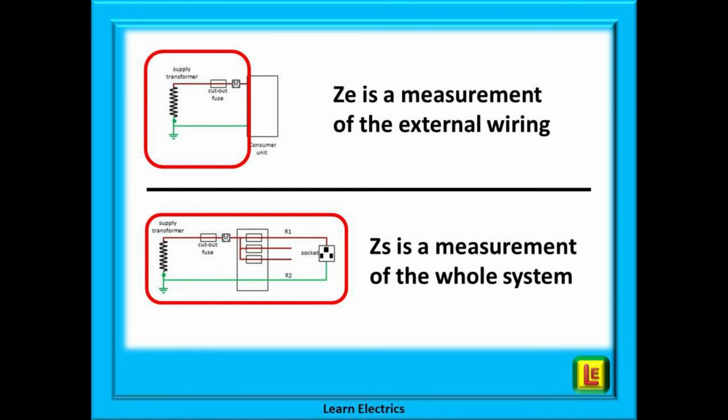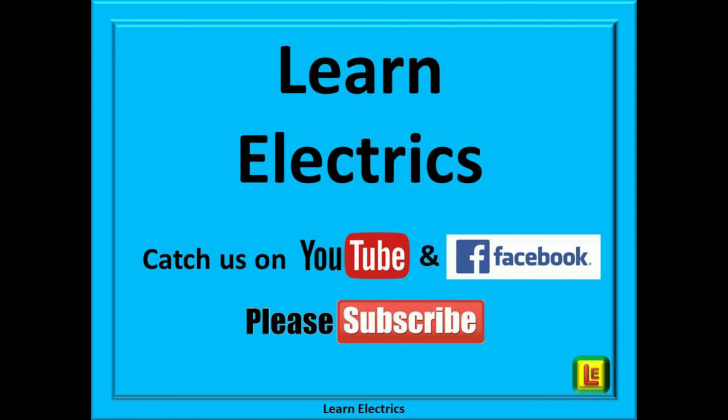So, ZE is a measurement of the impedance of the external wiring, E for external, and ZS is a measurement of the impedance for the whole system, S for system. And that is all that there is to it.